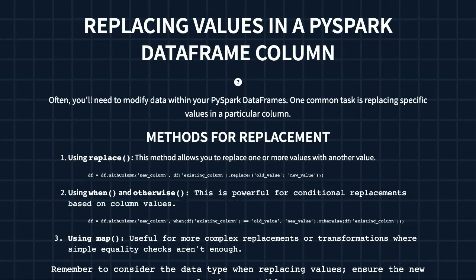Let's talk about how to swap out specific entries in your PySpark data frames. There are a few really handy ways to do this. The replace method is super simple. Just give it a dictionary mapping the old values to their new counterparts. If you need more control, especially when dealing with conditional replacements, when/otherwise is fantastic. You can check if a column's value matches something and then assign a different value accordingly. And for really complex scenarios or transformations, map offers even more flexibility.